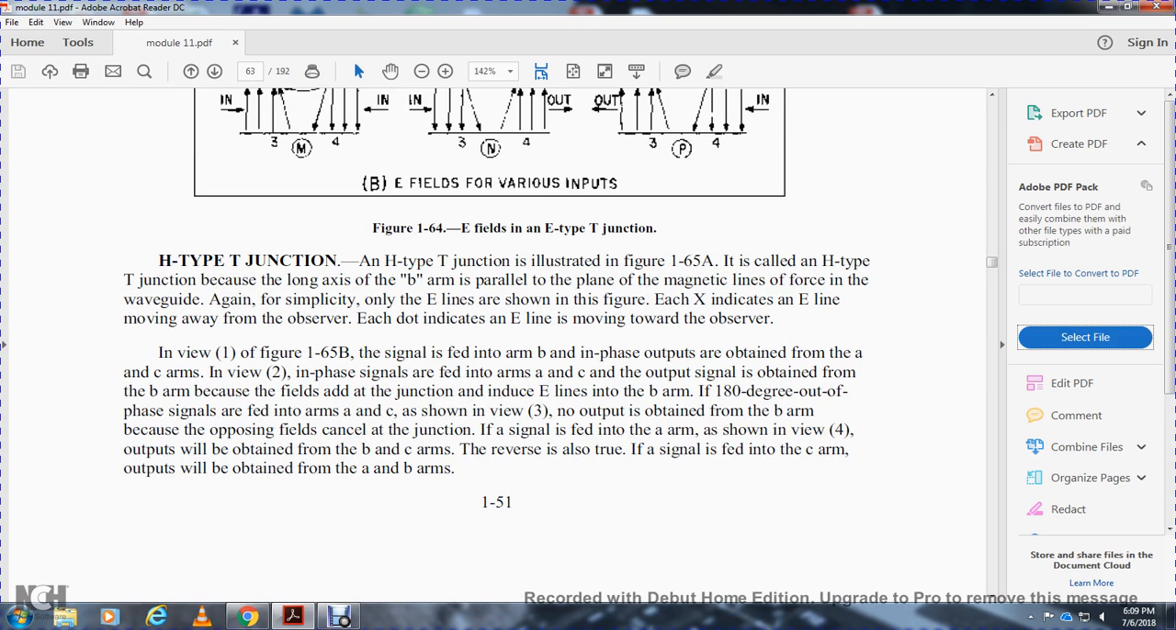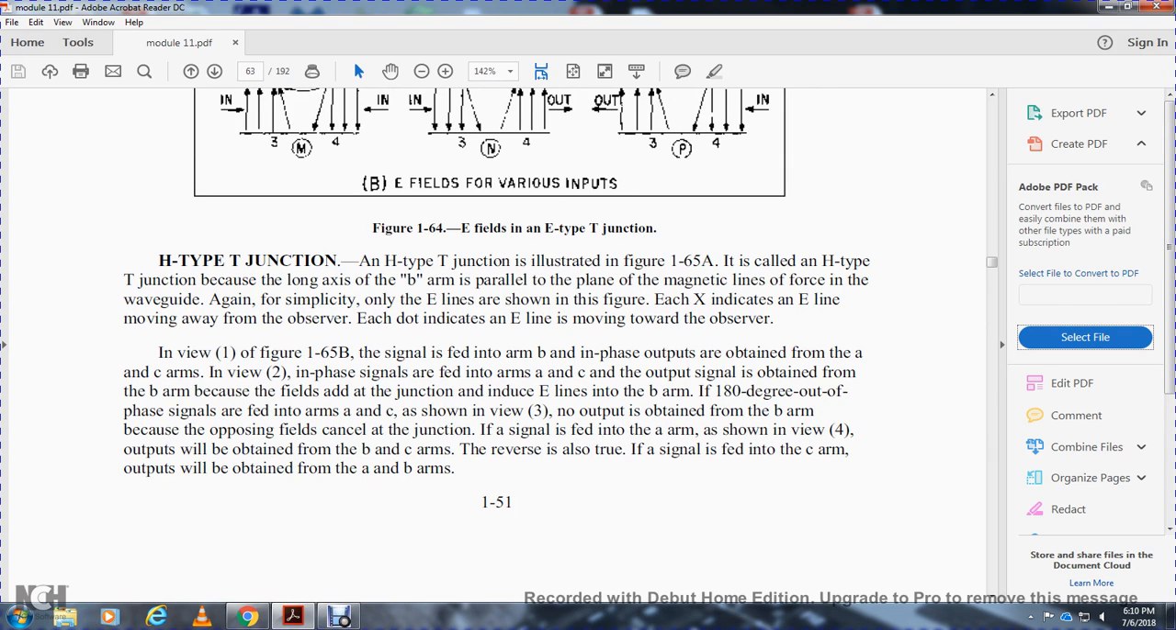H-type junction. The H-type junction is illustrated in Figure 165A. The H-type junction, the magnetic field type junction, has the B arm in a plane parallel with the magnetic lines of force of the main waveguide. Again, for simplicity, only the electric field is shown in the figure. Each X indicates the electric field moving away from the observer. Each dot indicates the electric field moving toward the observer.